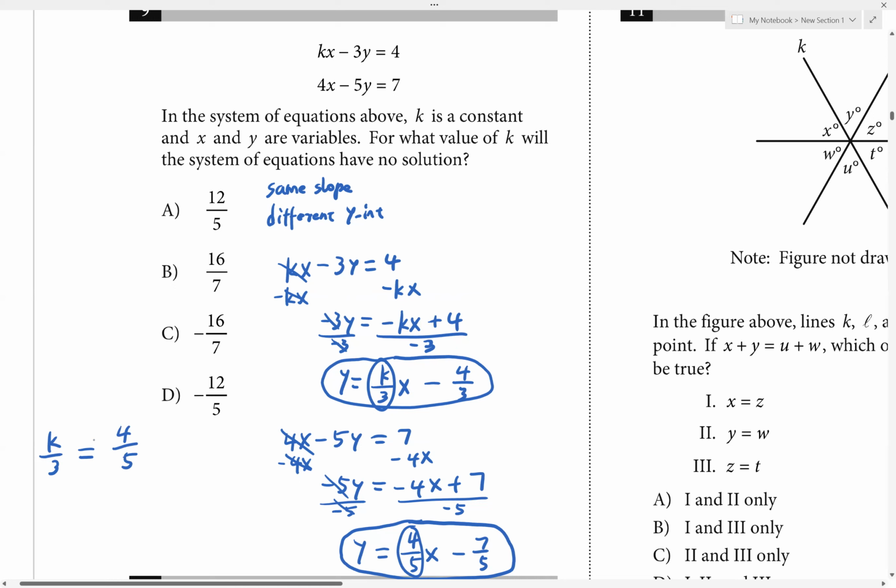Once we have that, we can go ahead and solve from there. To solve for k, we can cross multiply. We get 5k equal to 3 times 4, which is 12. To solve for k, we divide by 5 on both sides. k equals 12 over 5. And that will be our final answer for this question, which is letter A.